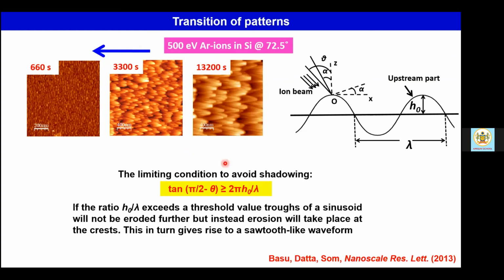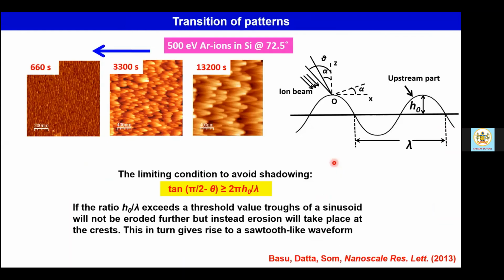And I told you, and we stress again, these patterns created in the non-linear regime are very fascinating and interesting in terms of application. Ripple patterns created in the linear regime are not so interesting in terms of application, because the wavelength and the amplitude are both not so high. But here you can see the roughness is very high. Conformally, you can grow many things on this. And this happens because of the shadowing effect. I'm not getting into the details of these things.